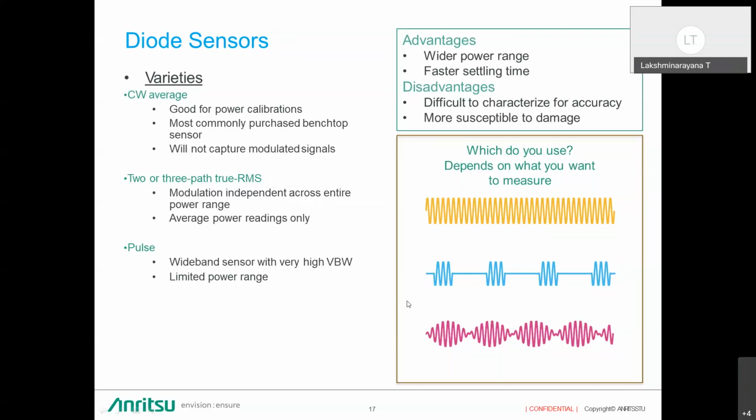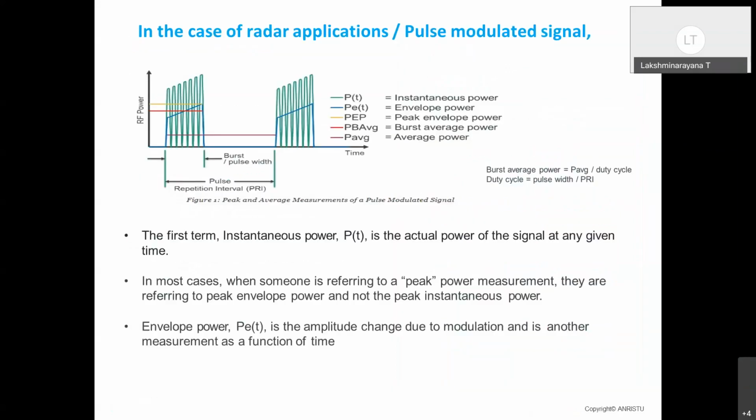For pulse measurements, you can use a pulse power sensor, which is a wideband sensor with a very high video bandwidth and a limited power range, somewhere around plus 20 to minus 20 or minus 30. The advantages of diode sensors are a wider power range and faster settling time. The disadvantages are that, depending on the sensing element, it may be damaged at high power, and it is a little difficult to get high accuracy with diode sensors. So usually we use thermistors for high accuracy in power measurement.